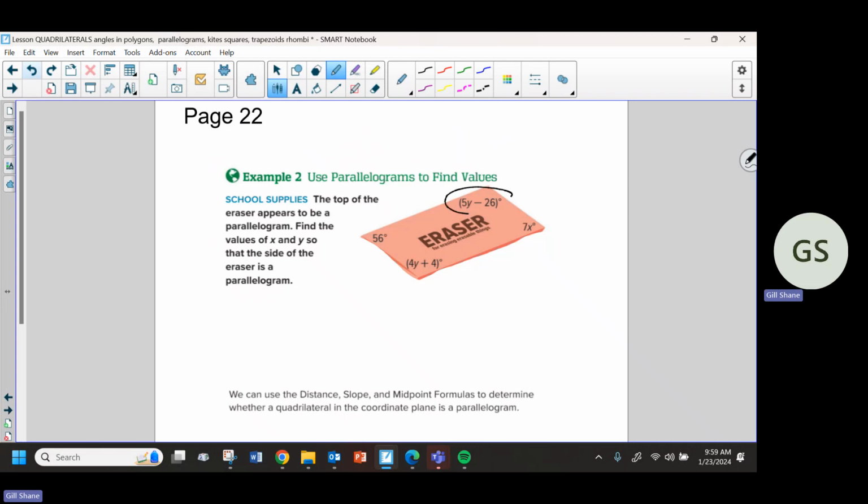That angle. In order to make this a parallelogram, I have to make those two angles equal. And I also have to make these two angles equal. So they want me to find the value of X and the value of Y that makes those two different things equal. So I want you to try to do that now. If you don't know what to do, I'll give you a hint in a second.